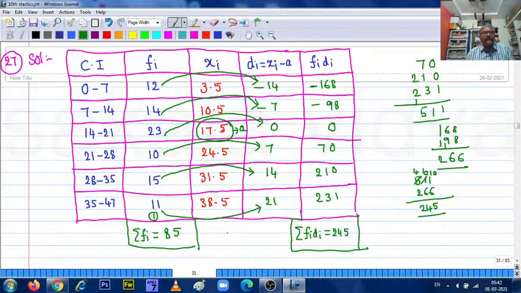Now n of these values, and also here 7 minus 0, 7 minus 0 is equal to 7. This will be the class size, h value will be obtained. So this is the a value 17.5, sigma Fi di 245, sigma Fi 85. Here we should know h value, class size, that is 7. 14 minus 7 also 7, 21 minus 14 also 7. So class size is 7.